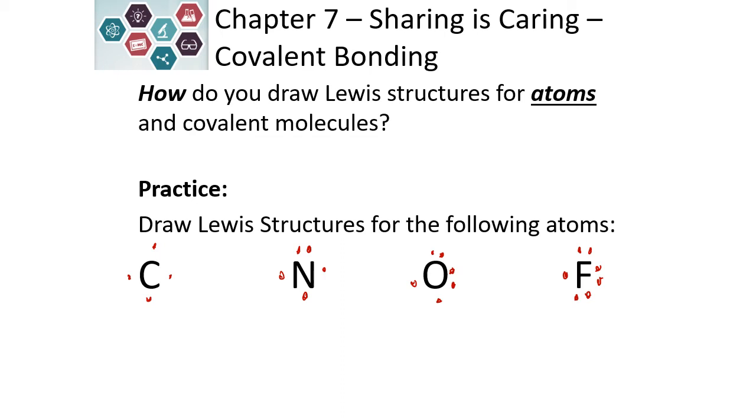Oxygen is going to want to make 2. Nitrogen is going to want to make 3, and carbon is going to want to make 4. This is the preferred way that it likes to bond, but it is not guaranteed.